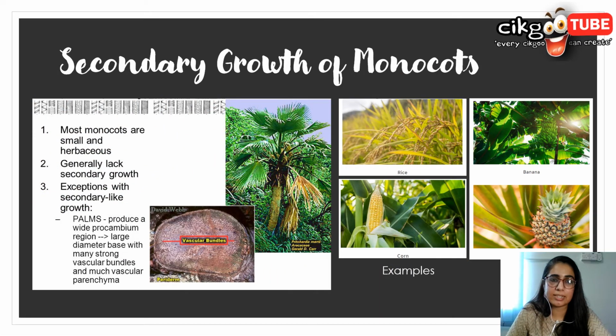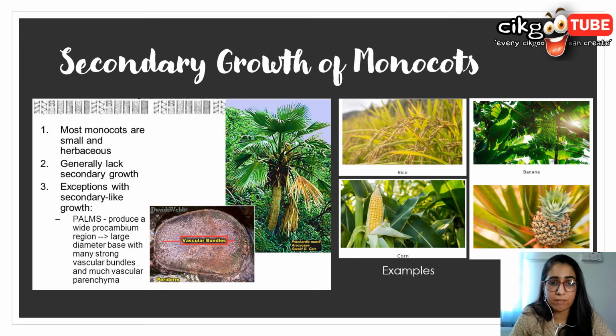Now let's look at the secondary growth of monocots. Most monocots are very small and herbaceous, so they generally lack secondary growth, but there are certain exceptions. For example, palms, where they produce a wide procambium region. That means they have a large diameter base with many strong vascular bundles and much vascular parenchyma. So they are not that strong compared to the ones that really undergo secondary growth, but they have that so that they can give support to the plant.